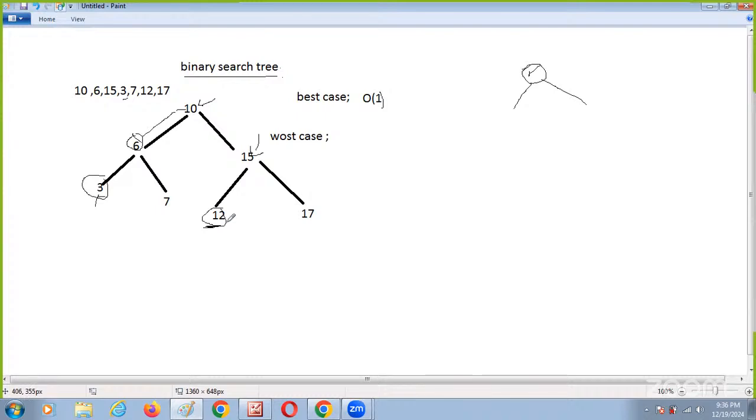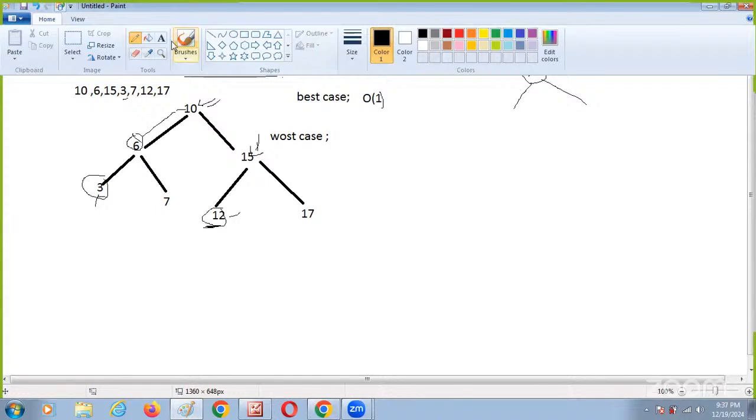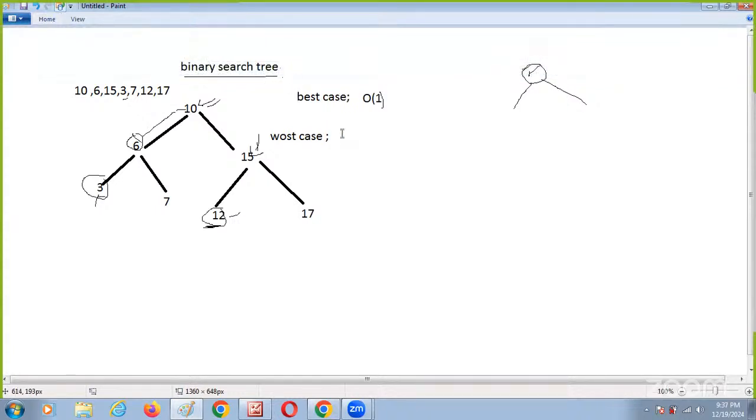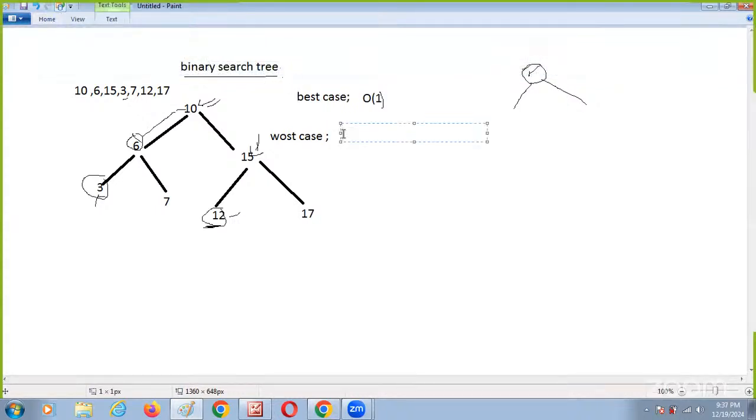That means the last position. So how many maximum comparisons? First 10, next 15, next 12. Only 3 comparisons are required. That means in general, can anyone tell me for this tree, what is the worst case time complexity of the binary search?